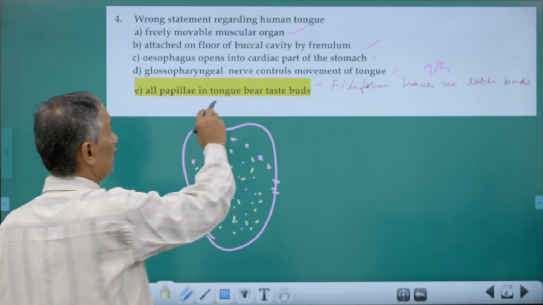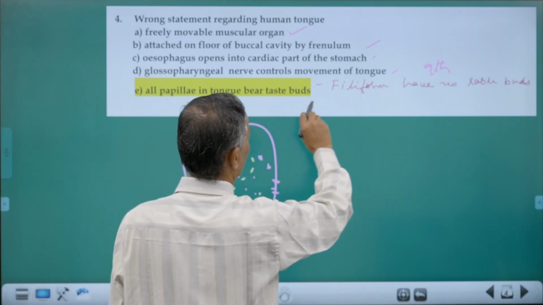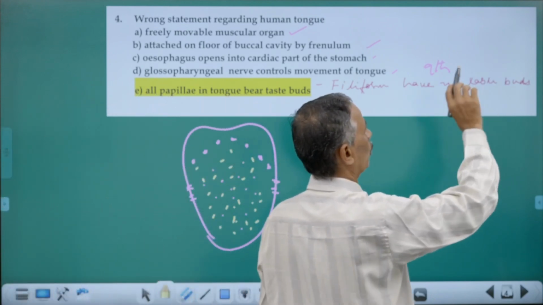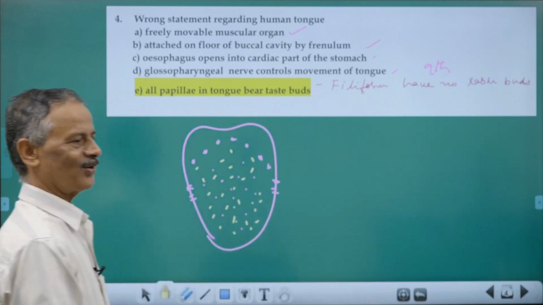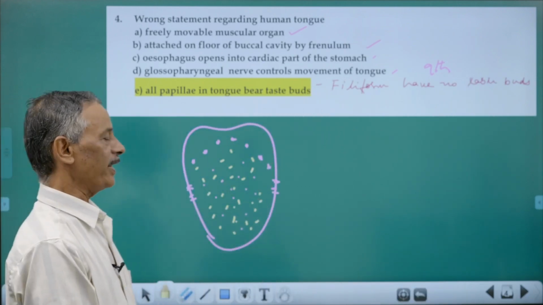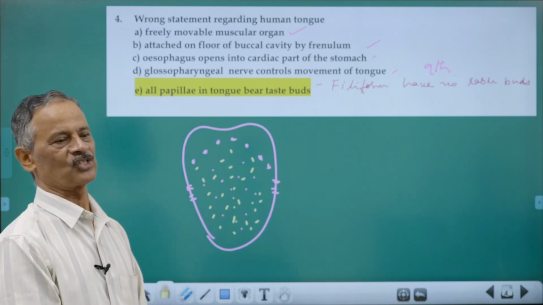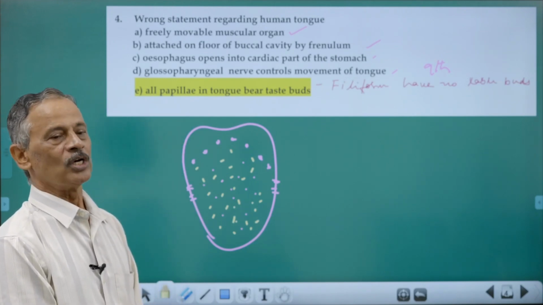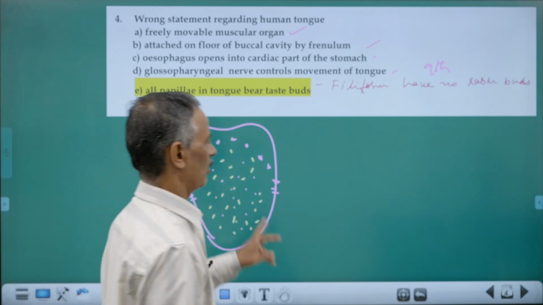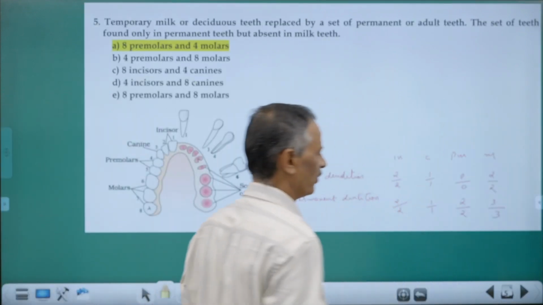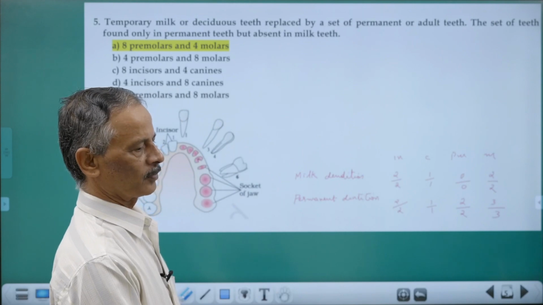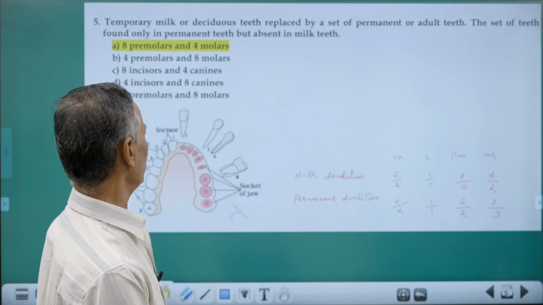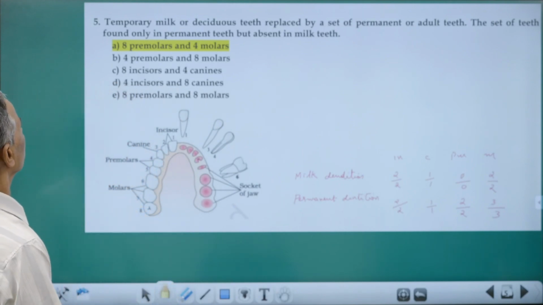So all papillae in the tongue bear taste buds, but filiform have no taste buds. These papillae are all sensory in function. They are sensitive to touch, pressure, etc. Some of them will be having taste buds also. But filiform is having no taste buds.